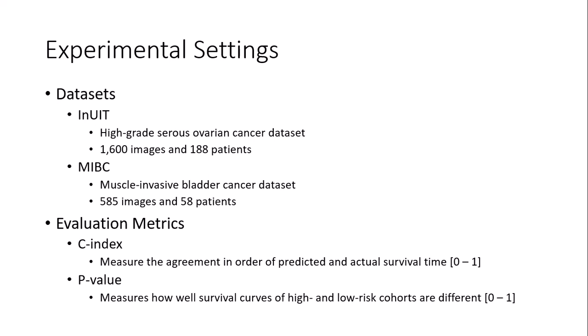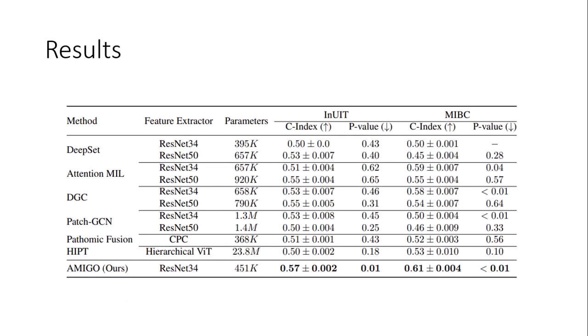are different. When compared to the baselines, our approach can actually significantly outperform all of them, including hierarchical vision transformer. And it can do so across both datasets with fewer parameters. This is actually quite interesting because our approach is the only one that can achieve a significant p-value in the INEUT dataset. And this is the first time that a study has shown the separation in the high-risk and low-risk cohorts of high-grade serous ovarian cancers with only imaging data.